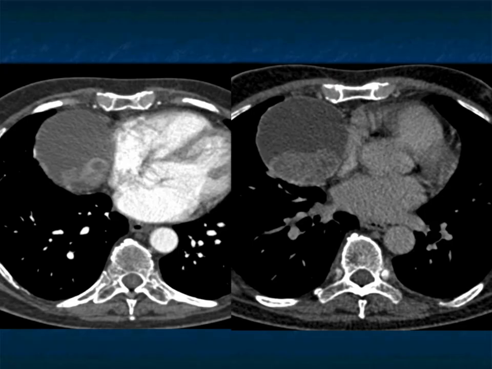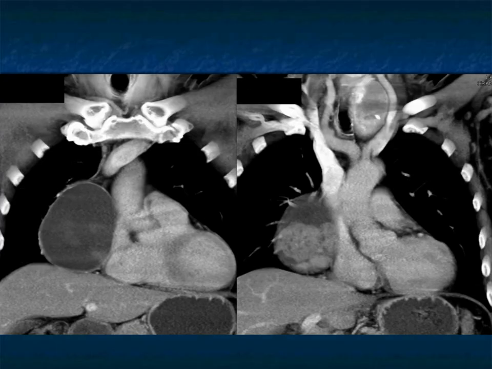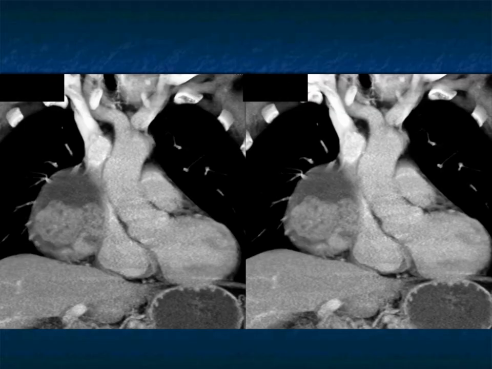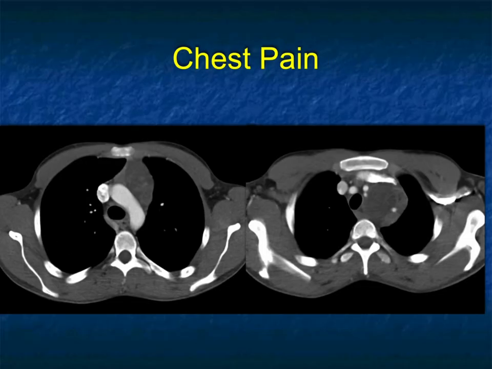So again, I showed you a super classic teratoma, fat and calcification, and I showed you one that's not so classic. That's cystic, no fat, no calcification, and soft tissue layering out in this patient. And you can see very nicely how far down it extends on the coronal or 3D reconstructions. Just a really, really nice example. So again, the spectrum of teratoma.